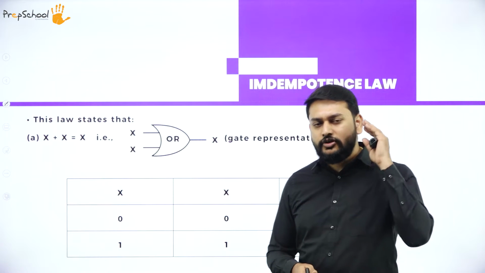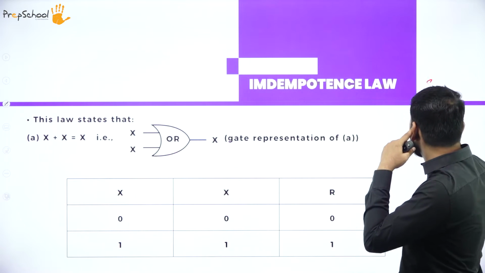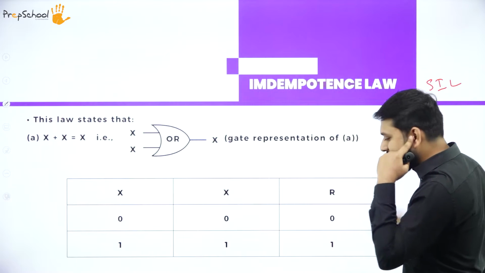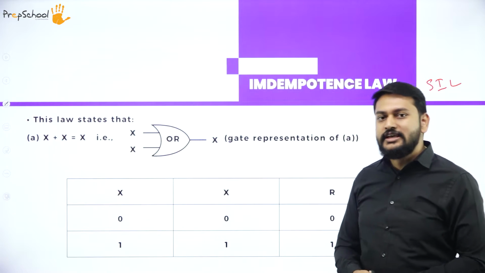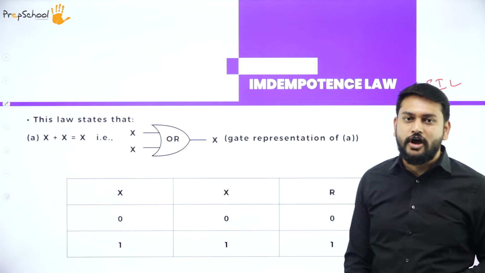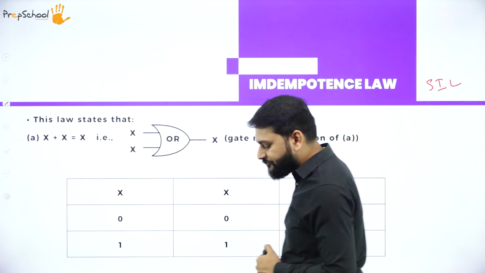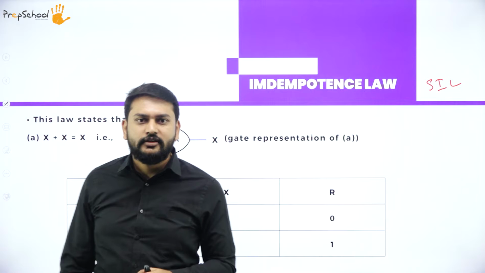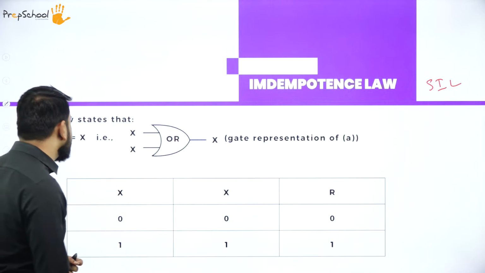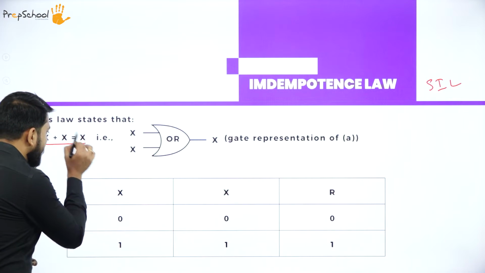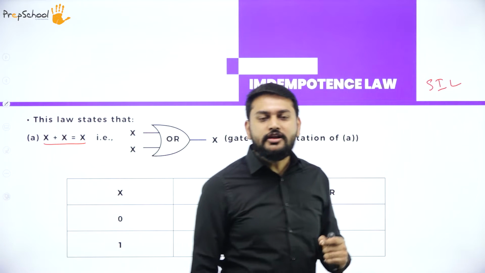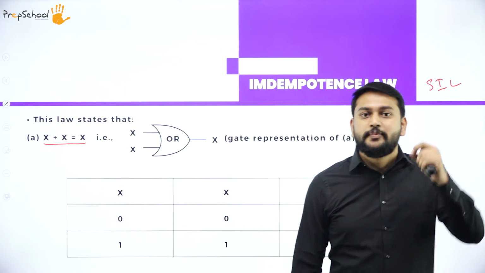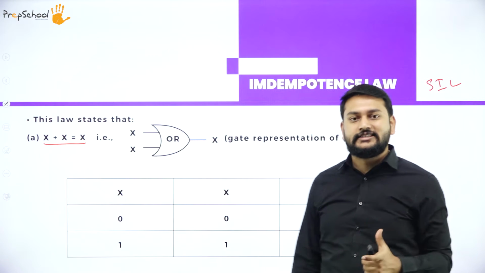I will call them the seven laws, because we have 7 laws. Basically we will be discussing 7 important laws. In that, the first law is Idempotent's law. This law says that x plus x is equal to x.